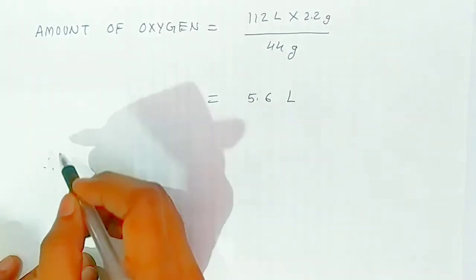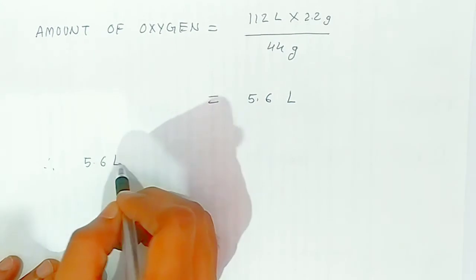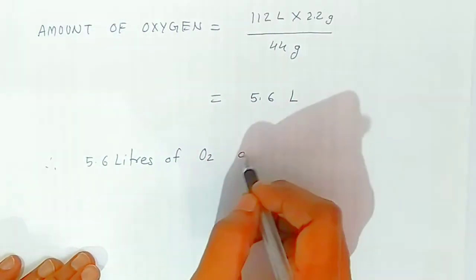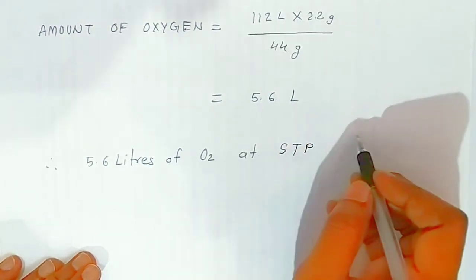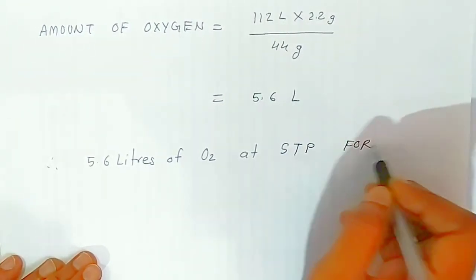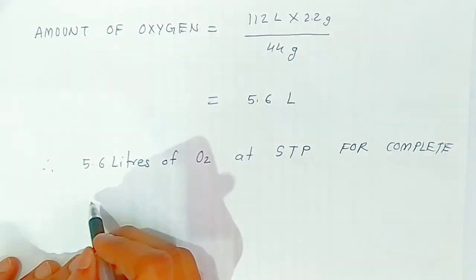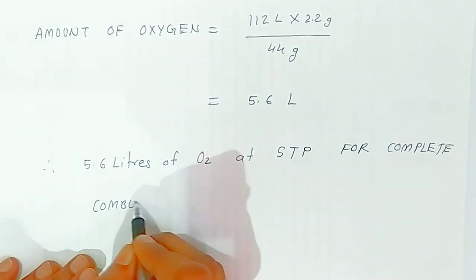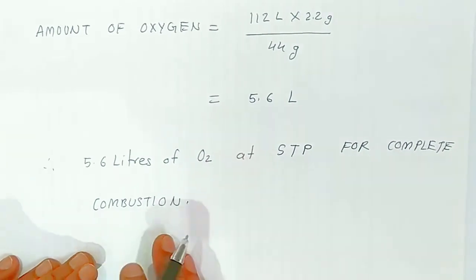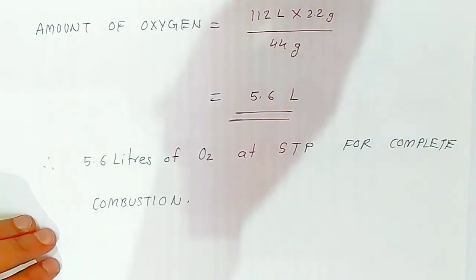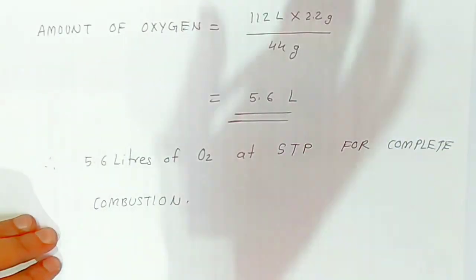So we require 5.6 liters of oxygen at standard temperature and pressure for complete combustion. So this much amount of oxygen is required. Okay students, this is very important. In examination every time they are asking, out of 2 questions 1 question is compulsory.